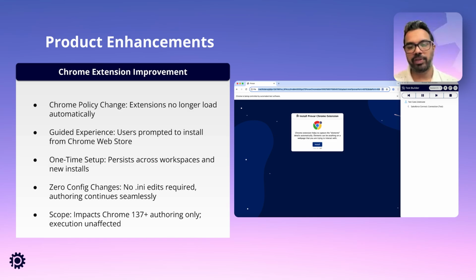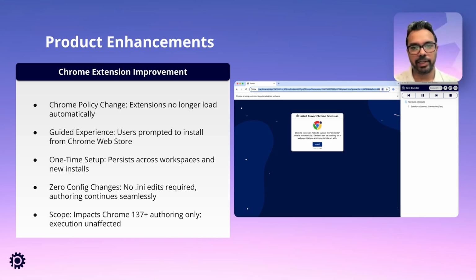That is different from previous releases, because in the past you still had an option to install it from the Chrome store, but you had to install it for every new install or every new release that Provar made. With this one, that has been improved. Now you have a guided experience on the UI, and you have to do it only once. Once you do it, it is stored in your user home config folder. Even if you change the workspace, or install a new version of Provar, the Chrome extension will be picked up automatically. It also eliminates the need to add any INI entry that we had to do in the past. That is not required after this release.